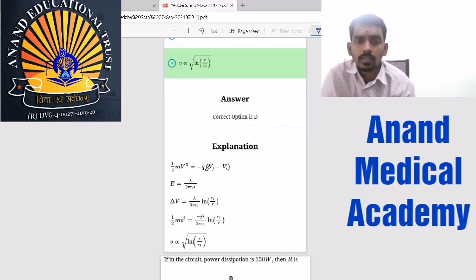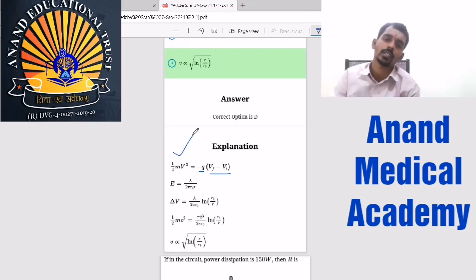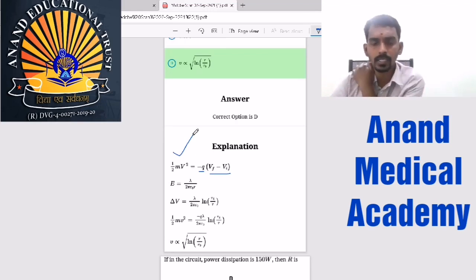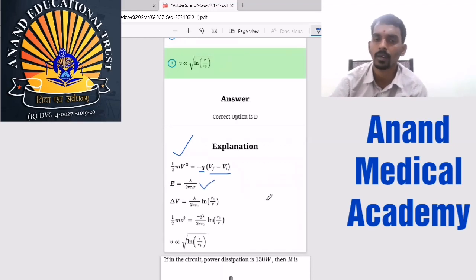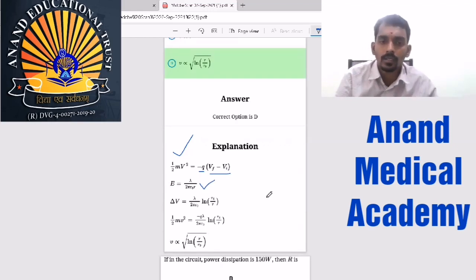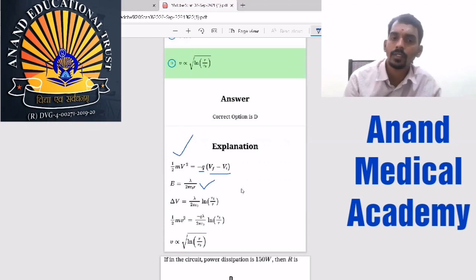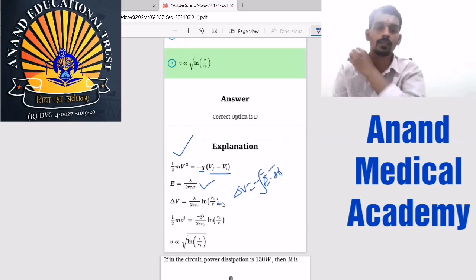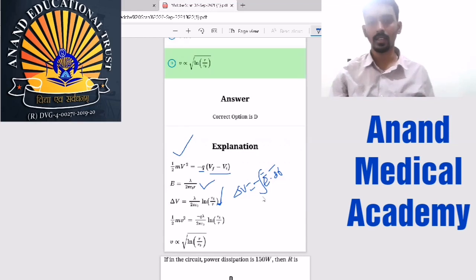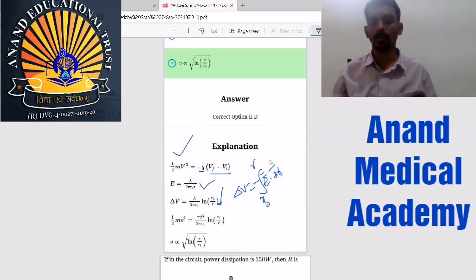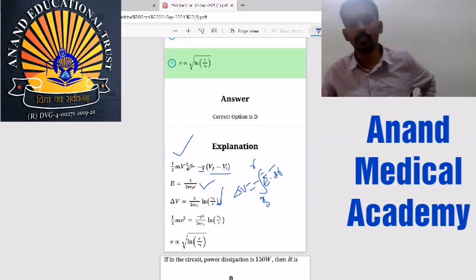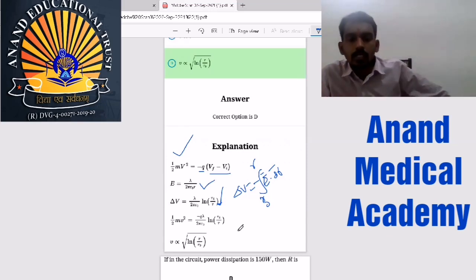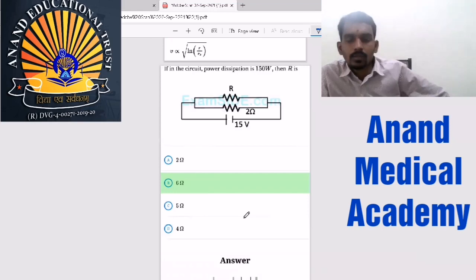As I said, charge into potential difference, final minus initial, equals change in kinetic energy, half m v squared. But it is a line charge density, so we have the electric field formula. Then you can go for delta V. How do you find delta V? Delta V means minus integration of E bar dot dr bar. So you have to integrate from the initial position to the final position. Then you will get the delta V, and then you will get the velocity relation.